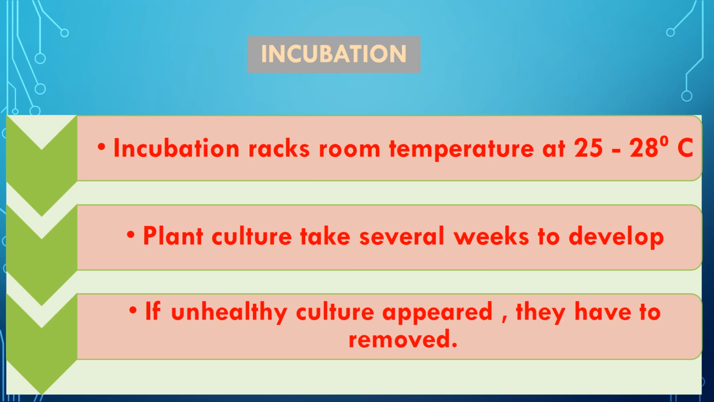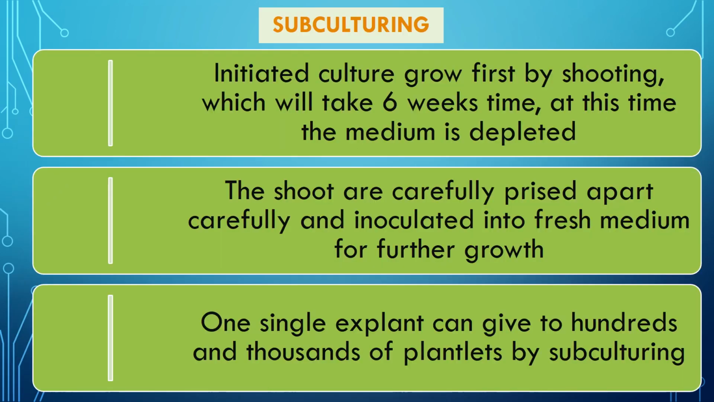The incubation racks are usually placed in a room that is maintained at 25 to 28 degrees centigrade. The plant culture usually takes several weeks to develop. During this period, it is very essential to monitor them carefully for any contaminations or changes. If a culture is appearing unhealthy, it should be removed immediately to ensure that the adjacent cultures do not get affected. Now let's see how propagation and subcultures are done.